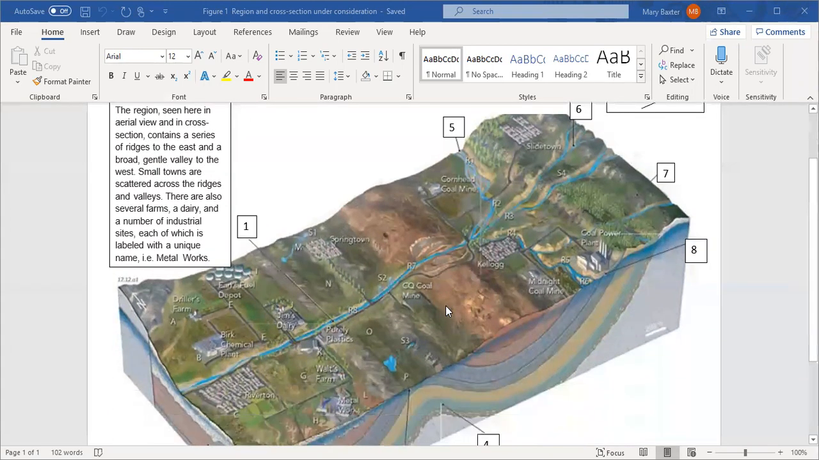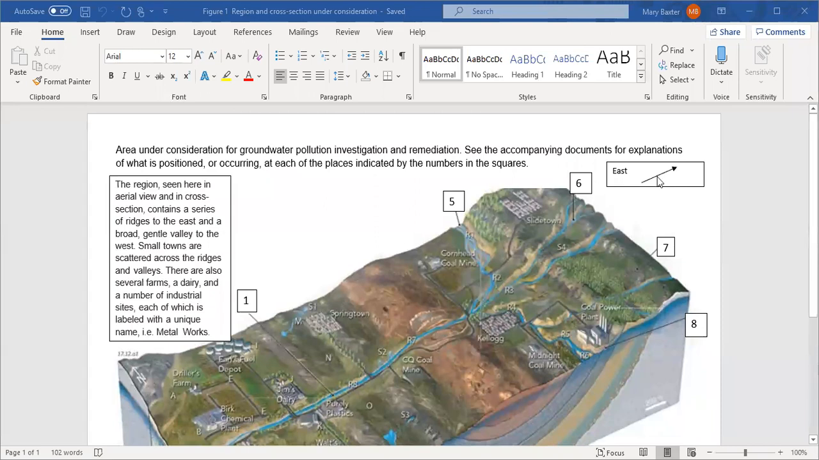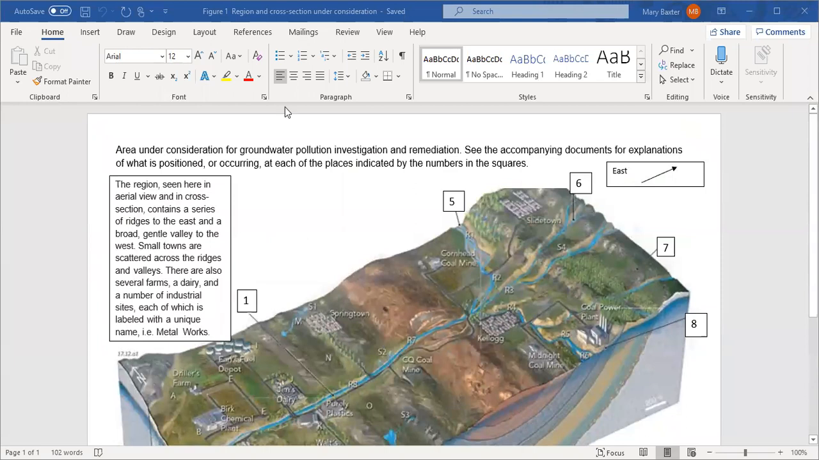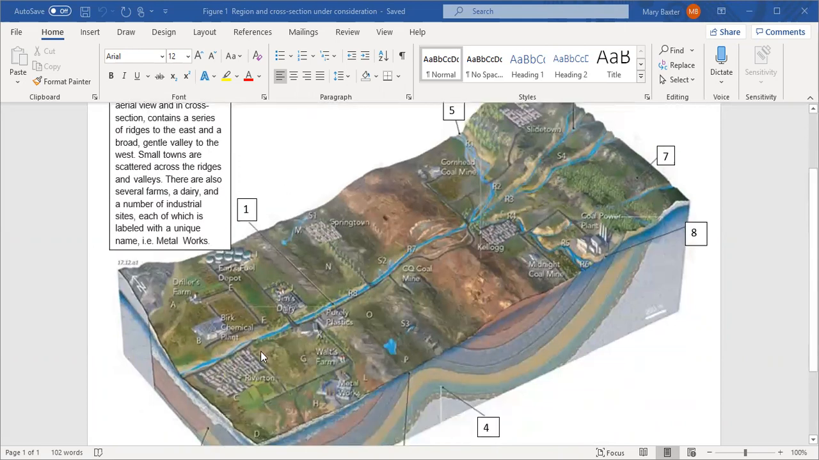So on this block diagram, notice at the east, there's an arrow up here in the upper right. So the block diagram is towards the upper right on this page. Okay. So east is to the upper right, north would be to the upper left, west is to the lower left, etc. So there are small towns and businesses scattered across these ridges and valleys. There's also several farms, a dairy, a number of industrial sites, each of which is labeled with a unique name, i.e. the metalworks. And the metalworks is here.